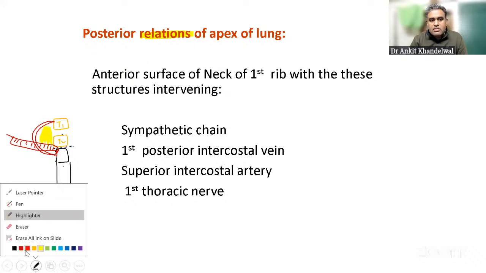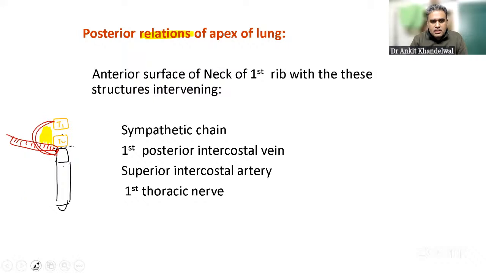What lies in front of the apex of the lung? Here we have the subclavian vessels going, the artery, and anterior to the artery is the vein.